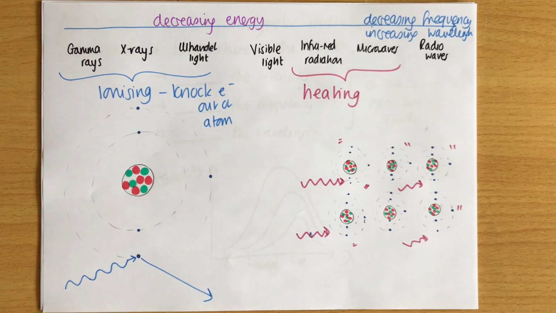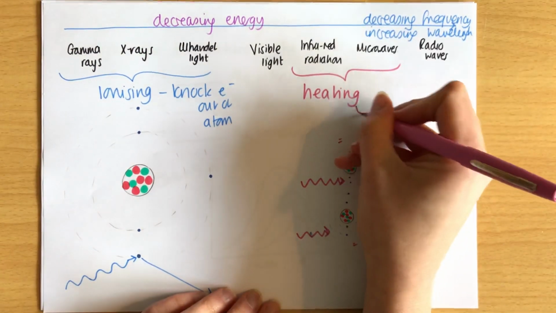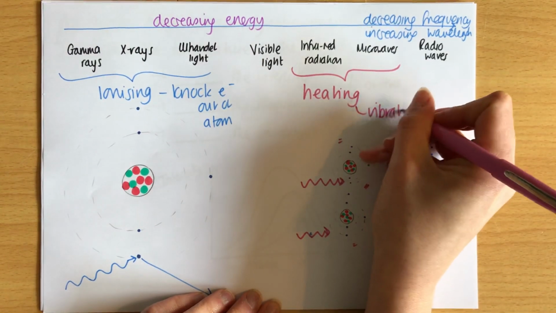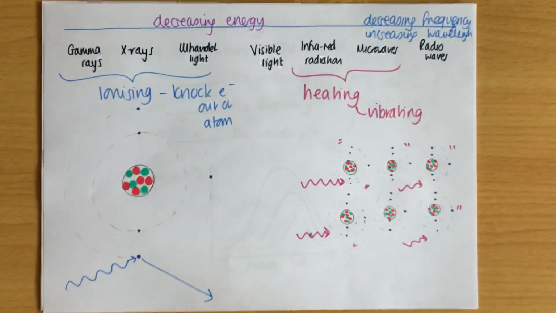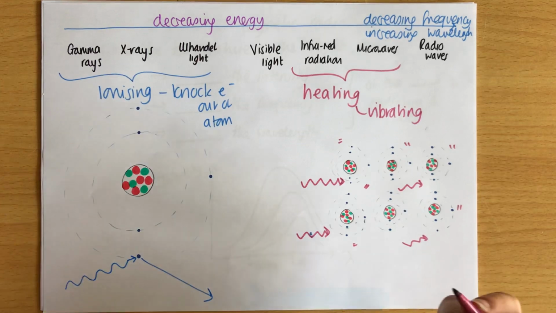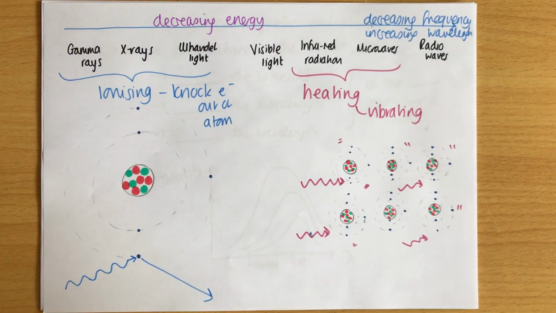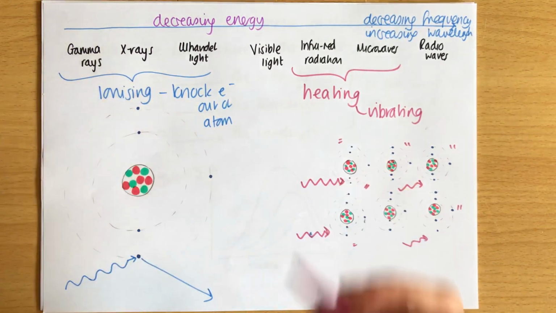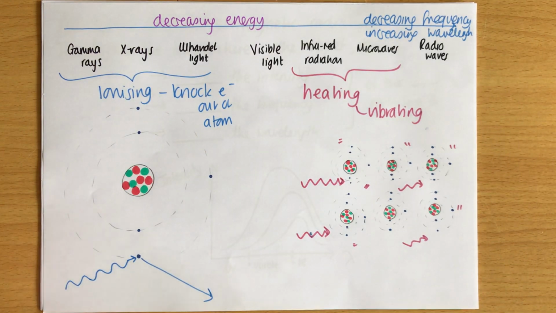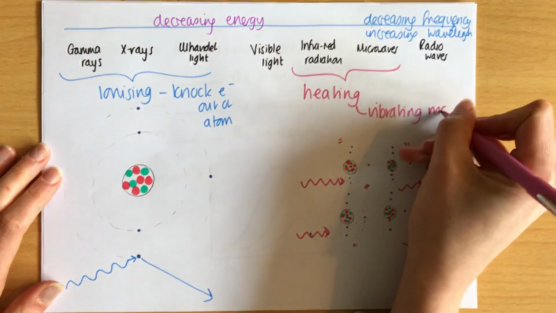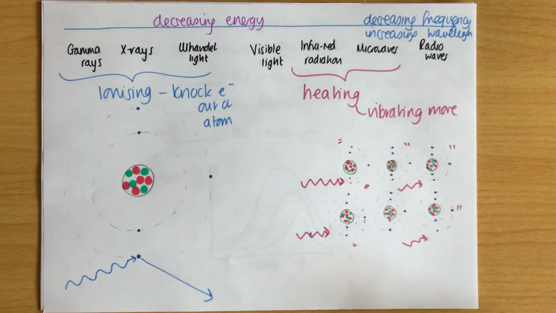Now, atoms that are moving more, we say that they're vibrating more, because that's how atoms in a solid at least move. They can't move around, they're stuck in their place. If they're vibrating more, that means that they are hotter. So these are heating radiations because when they're absorbed by an atom, it causes the atom to vibrate more and therefore the object to heat up, because temperature is just a measure of how much kinetic energy an object has, and if something is vibrating more, it has more kinetic energy.